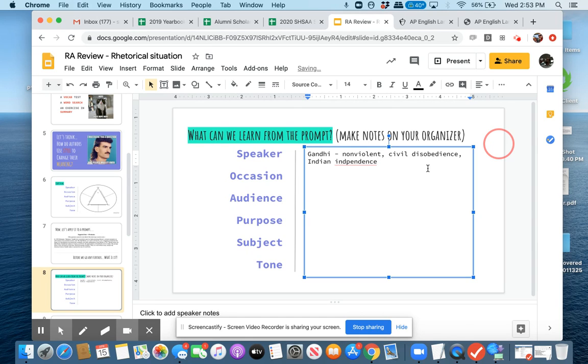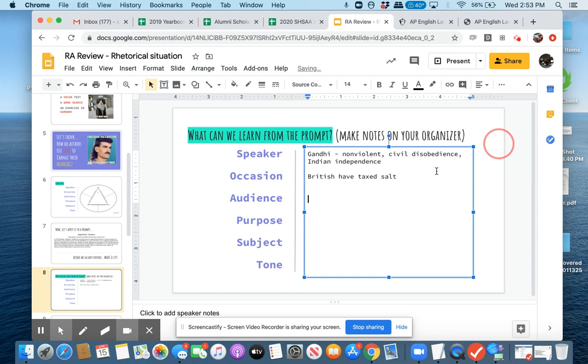The occasion, right? I also cannot spell independence. Sorry about that. Remember, spelling does not count that much on the test. The occasion, right? The British have taxed salt, and that is bad.